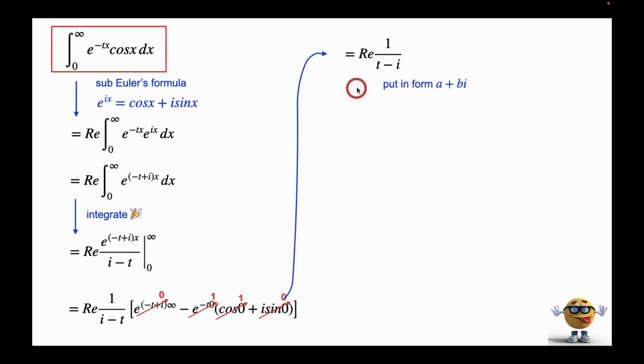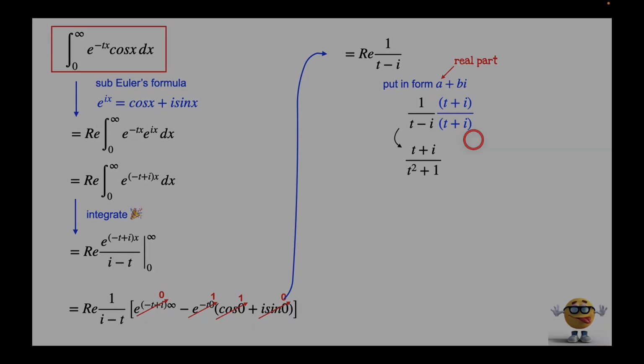To get the real part of an imaginary number, we need to put it into this form, a plus bi, where a is the real part and b is the imaginary part. Now we're dealing with a fraction, so we've got to get rid of the denominator so that it's in this form. To do that, we'll multiply the top and bottom by the conjugate.